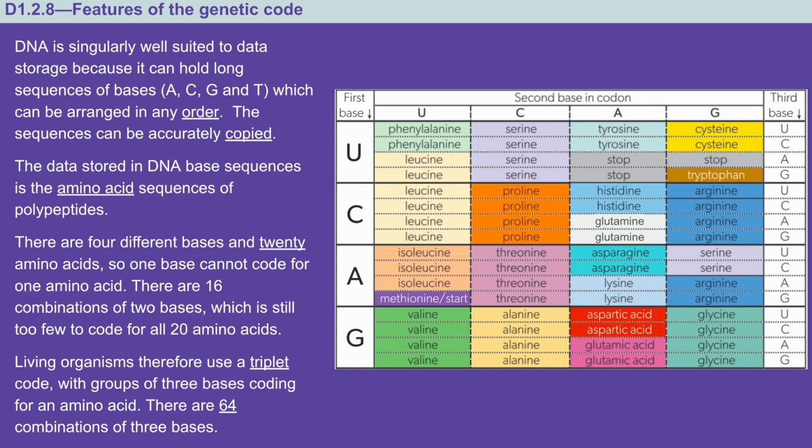Now remember that every 3 bases on the mRNA form a codon, and they're going to code for a specific amino acid. This is an example of an amino acid table that tells us which amino acid is coded for by any particular 3-base sequence.